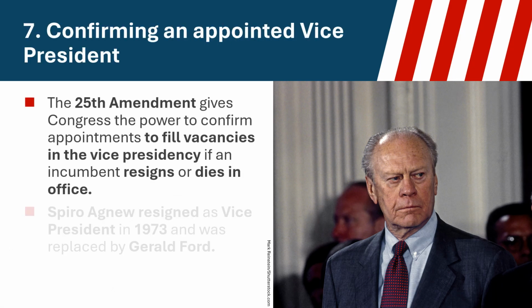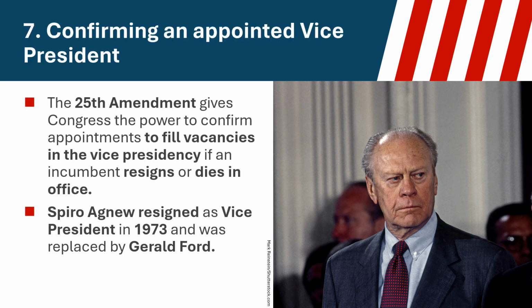Seventhly, Congress has the power to confirm an appointed vice president. The 25th Amendment gives Congress the power to confirm appointments to fill vacancies in the vice presidency if an incumbent resigns or dies in office. In reality, this is very rare. Spiro Agnew resigned as vice president in 1973 and was replaced by Gerald Ford.